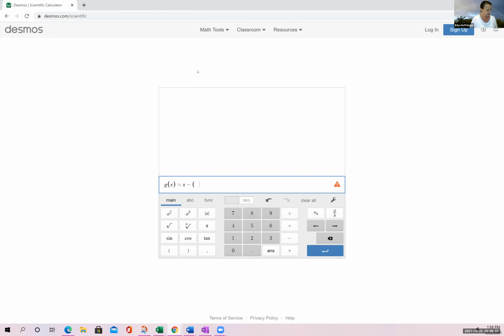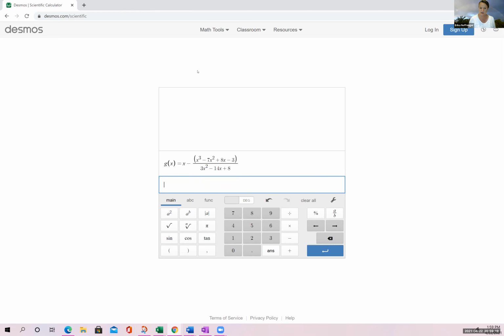So x minus the original function, sorry, which is x cubed minus 7x squared plus 8x minus 3. Those are parentheses, divide by our derivative. And we found our derivative to be 3x squared minus 14x plus 8.